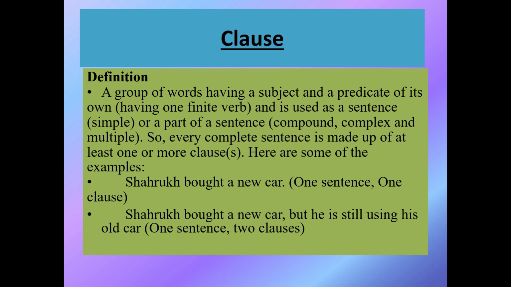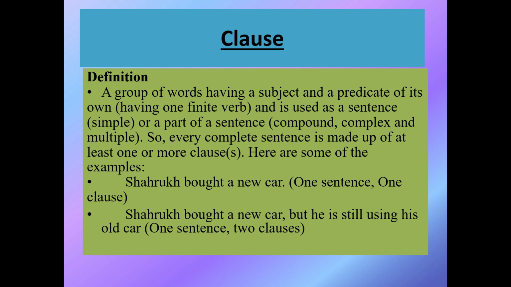Okay, let us first of all look into the definition of a clause: a group of words having a subject and a predicate of its own and is used as a sentence, or part of a sentence. If it is a simple sentence, then there should be at least one clause in it. It can be a part of a sentence. For example, there can be 2 clauses, 3 clauses and even more. So every complete sentence is made up of at least one or more clauses.